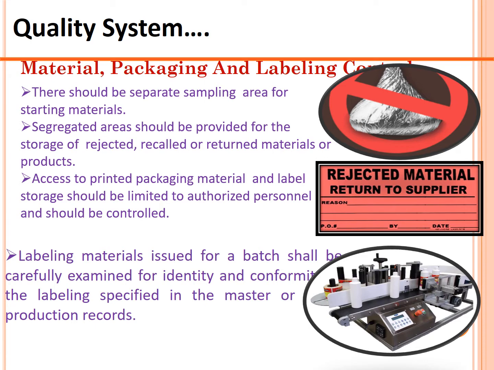Material, packaging and labeling control. There should be a separate sampling area for starting materials. Segregated areas should be provided for the storage of rejected, recalled or returned materials or products. Access to printed packaging material and label storage should be limited to authorized personnel and should be controlled. Labeling materials issued for a batch shall be carefully examined for identity and conformity to the labeling specified in the master or batch production records.